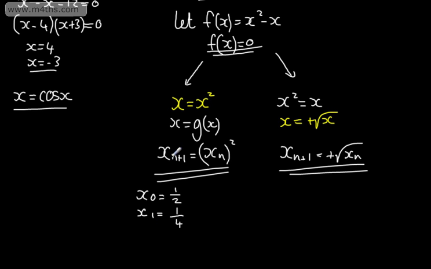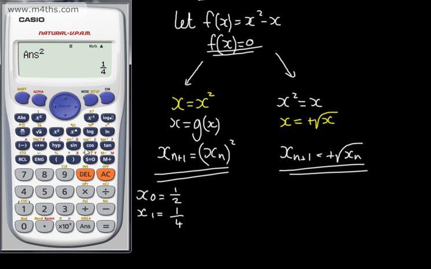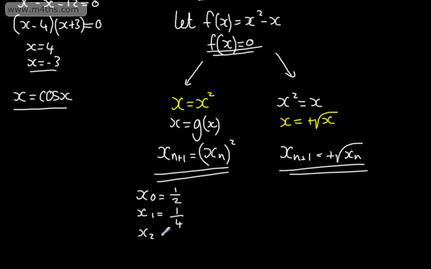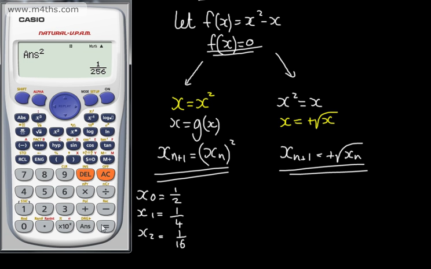So 1/4 is now on the left hand side. What we're now going to do is feed 1/4 back in and square that. So all we have to do is hit equals again, because it's going to take this answer and square it. That's going to give me 1/16. So x2 is going to give me 1/16. So this is a better approximation to the solution. What we're now going to do is feed that back in.